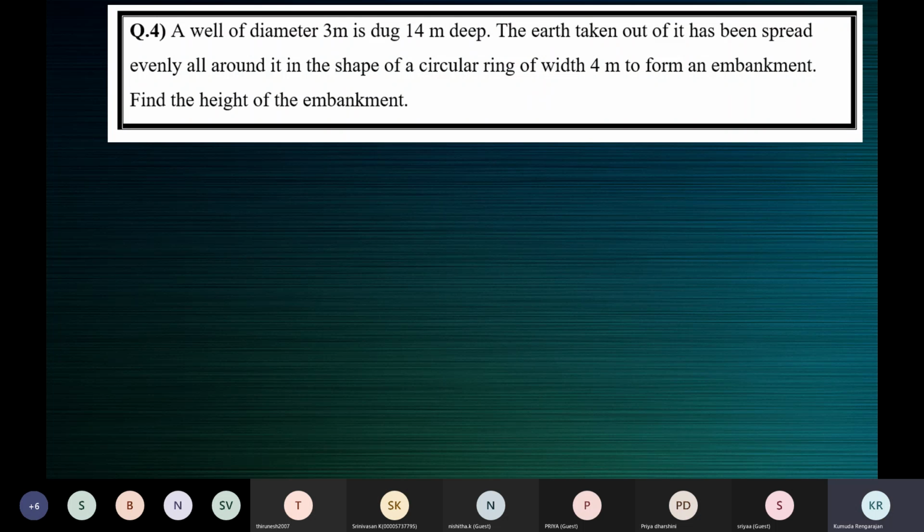So mostly we see circular wells. The mouth of the well is circular. Sometimes the mouth of the well is also in the shape of a square or a rectangle. Wells can be cuboidal or cylindrical. Wells can be cuboidal. That means they can have a rectangular or a square mouth.